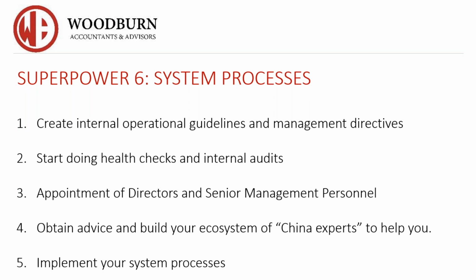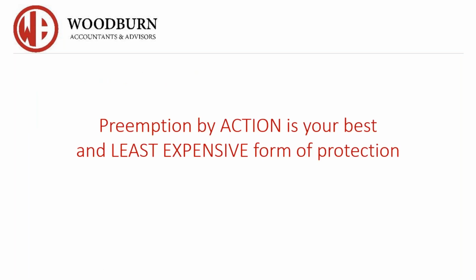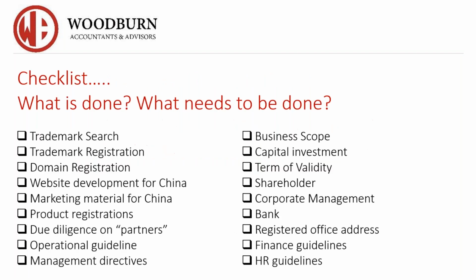Whether that's creating internal operational guidelines, management directives, doing frequent health checks, internal audits, appointing the right directors and senior management personnel, and then just having on your speed dials your China experts, those folks that are in your ecosystem that can help you, right? And then executing all of these guidelines and directives, getting those trademarks registered, getting your domain registered. All of those things are critical, okay? And remember, preemption by action is your best and least form of protection.